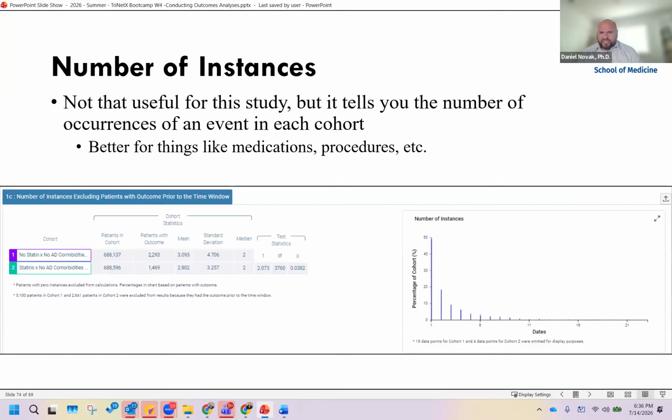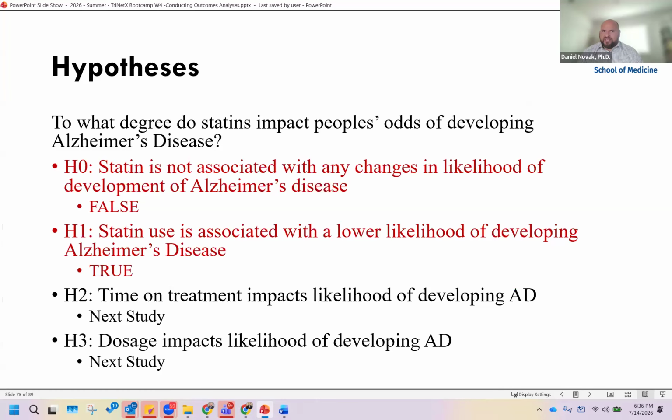And you'll get a graph like this that shows you the percentage of people who had one event or two or three or four or more in your group, and whether there's any statistically significant difference between them. This is better for things like medications and procedures, but I usually don't use this tool for very much. You can use it for certain advantageous situations, but it's really not that useful in some ways.